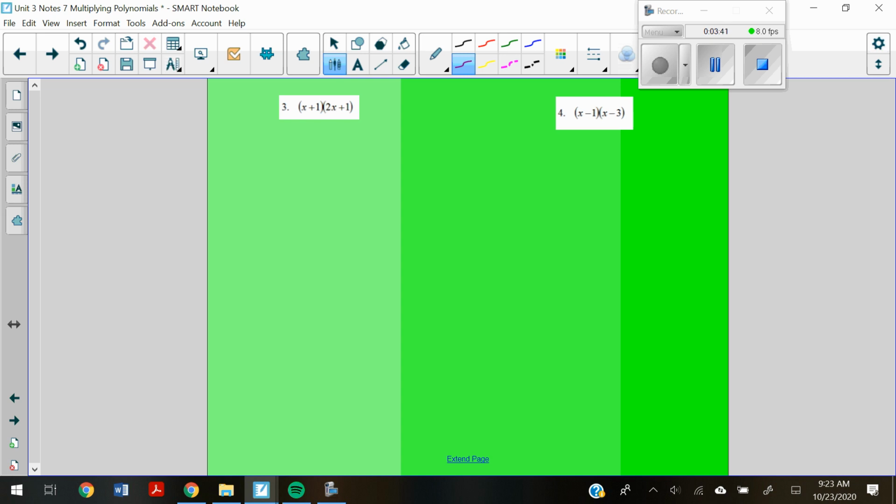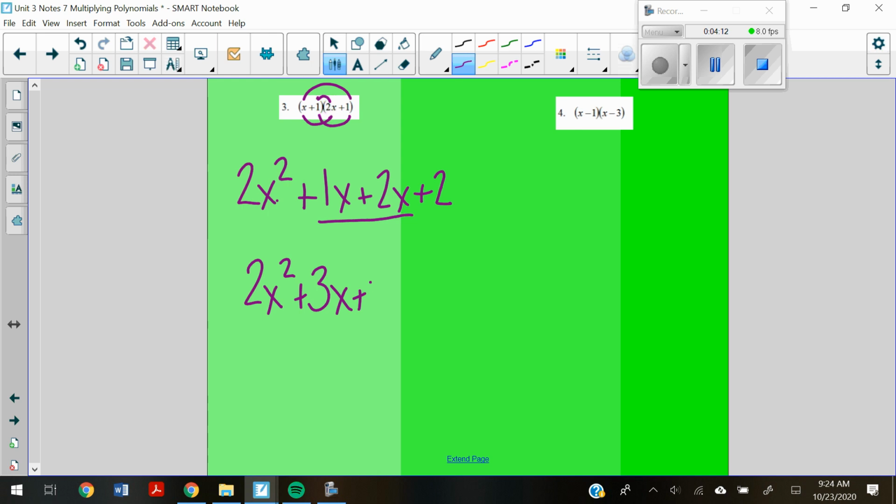All right. So if I look at my first one, I'm going to take x times 2x. So I get 2x squared. Remember, the coefficients get multiplied and the powers get added. I'm going to multiply my outside. So I get 1x. I'm going to multiply my inside, and I get 2x. And I'm going to multiply my last. So 1 times 1 gives me 2. I have like terms here, so I get 2x squared plus 3x plus 2. This is in standard form. It generally lends itself to writing automatically into standard form.